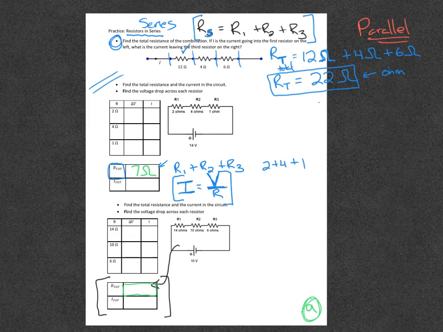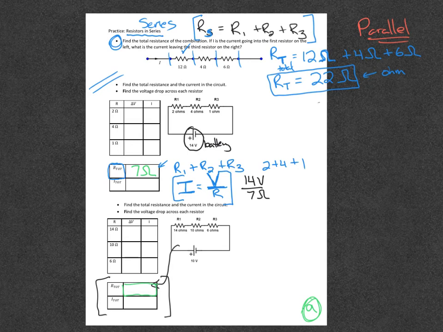So let's see how this would work. I know the voltage of my battery. And how do I know that? It's just labeled. It's sitting right next to the symbol. I have to remember the symbol for a battery. And it says 14 volts. So I'll put 14 on top. And my resistance is 7 ohms. Oh, I can do that.